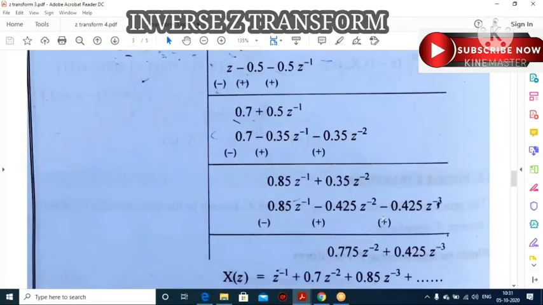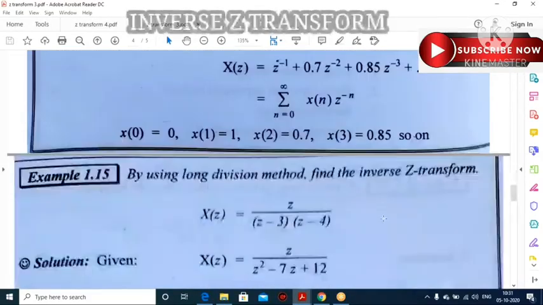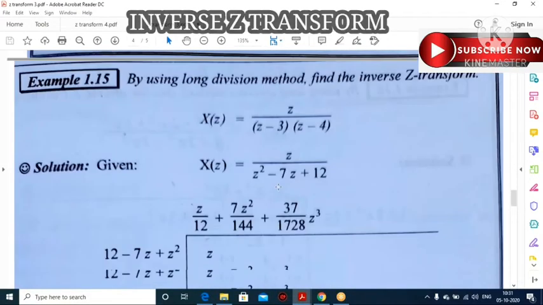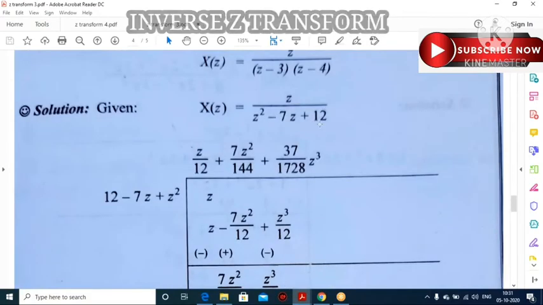See, in the second problem, anti-causal. So for that, I mentioned it like this. Here you have z square minus 7z plus 12. It will be written like this: first 12, then minus 7z, then plus z square, in descending order. Right. So first numerator is z.